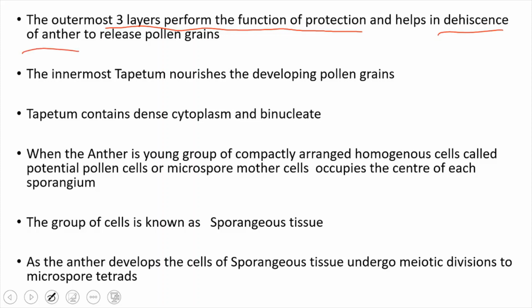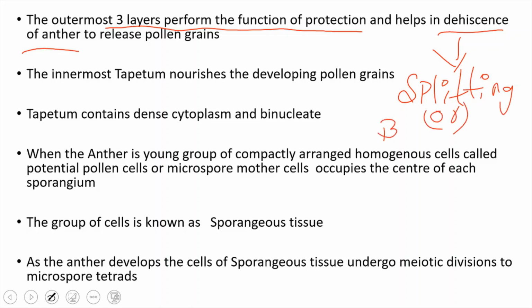Dehiscence means splitting, or bursting. See, the pollen grains are present inside the microsporangia. The microsporangia have to split or burst in order to release the pollen grains. So these 3 layers perform the function of protection and help in the dehiscence of the anther in order to release the pollen grains.